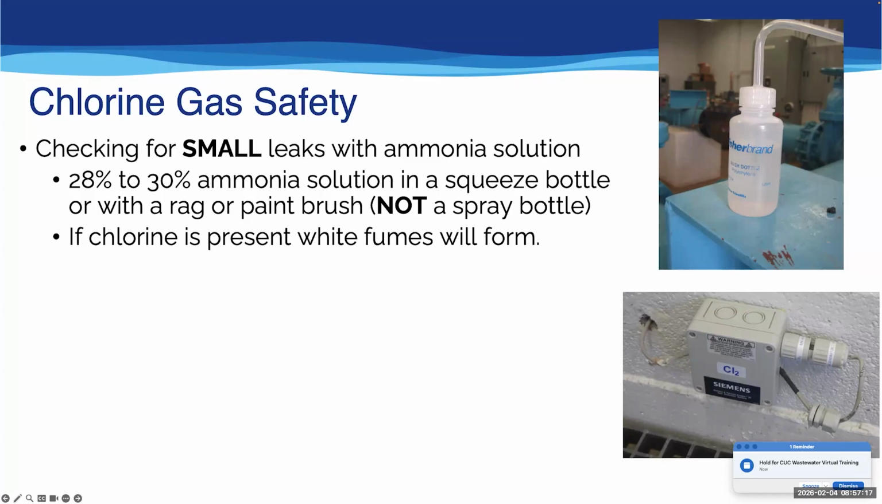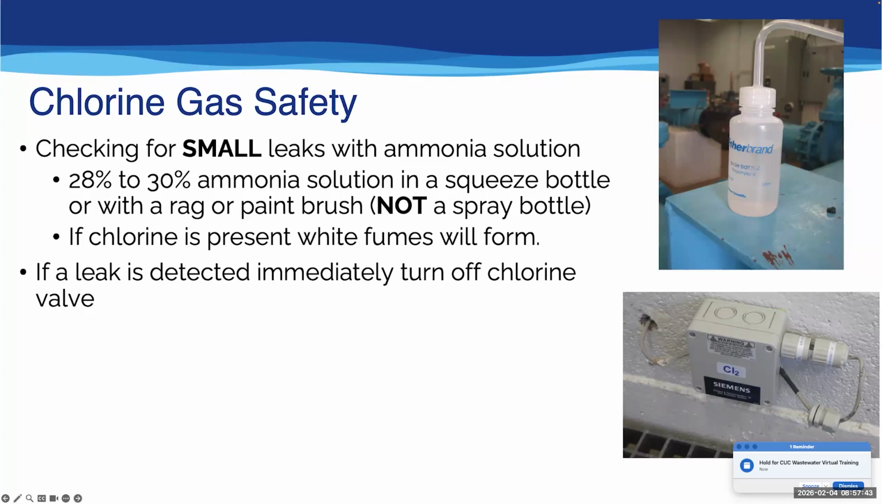So if you were to take a squeeze bottle like the one shown up there with a 30% ammonia solution and dribble it on a suspected chlorine gas leak, it would create white fumes. The reason you don't want to use a spray bottle is spray bottles atomize into the air. And if there's a lot of chlorine present or a little bit of chlorine present, it might turn the whole room white. So you want to be very close and directed. You'll see white fumes. If that happens, get the heck out the door.